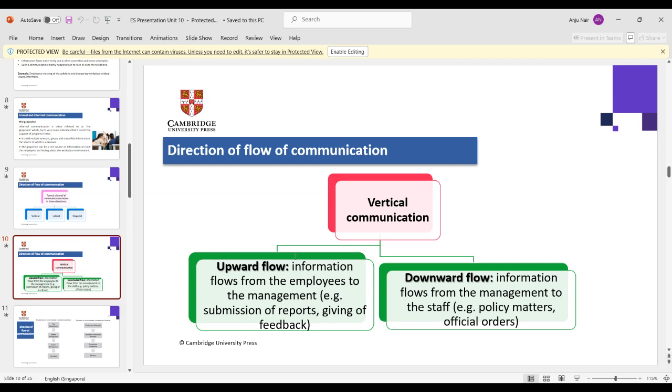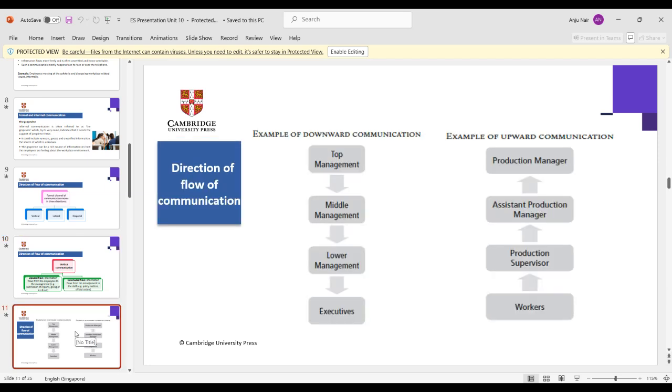So different levels of communication are there: upward flow and downward flow. The downward flow is from the management to the staff. Important decisions, policy matters, everything is communicated. Then the upward flow is maybe target achievement, performance appraisal, leave, giving feedback, everything is sent upward also. That is vertical communication. There are two types of vertical communication: upward flow and downward flow. The second one is downward communication. Examples are top management, middle management, low management, and executives.